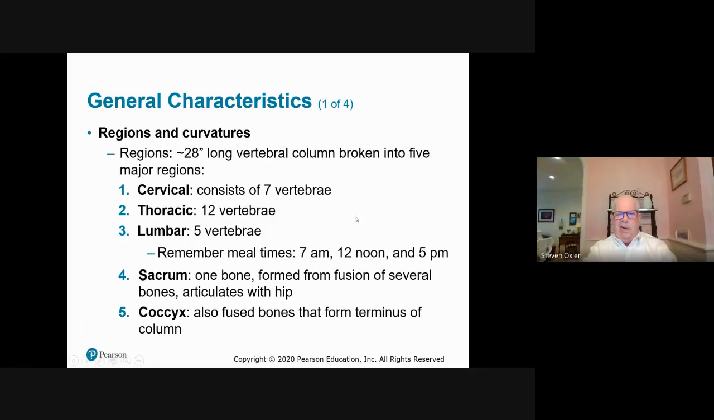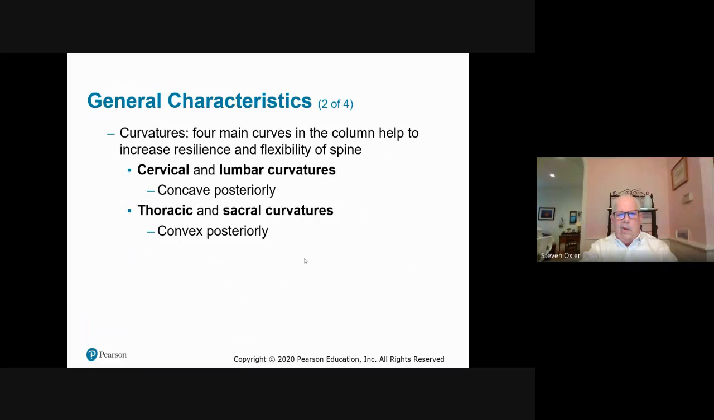You can see here that you can remember meal times. 7 a.m. is cervical, 12 noon is thoracic, and 5 is lumbar. I don't think anybody eats at 7 a.m., but it's a nice way to remember it. 7, 12, and 5. Okay?